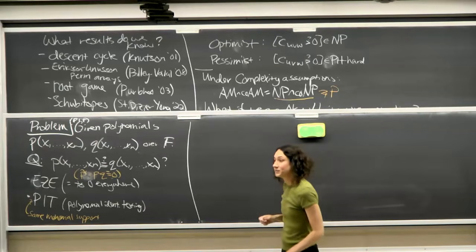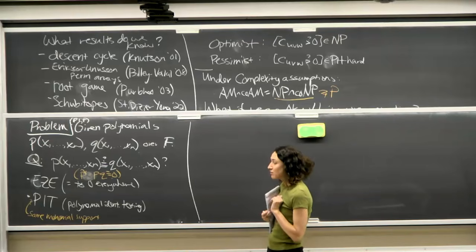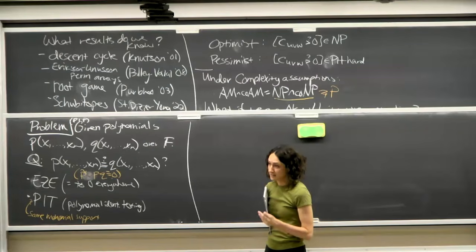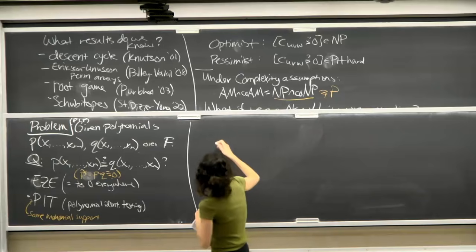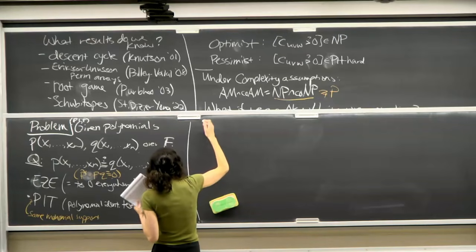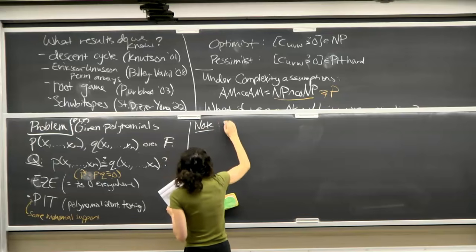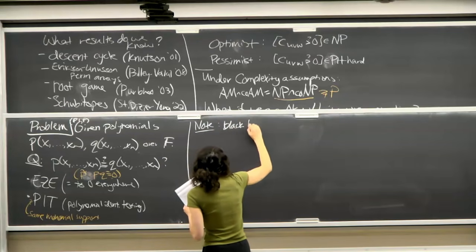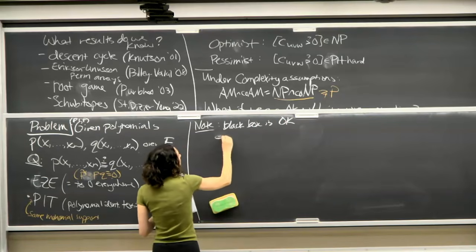Are these polynomials represented in standard form, or might they be like some product of things? We're going to be okay with even black boxing. Yeah, so that's a good question. In terms of how we're interpreting these formulas, note that black boxing is okay. And what do I mean by that?